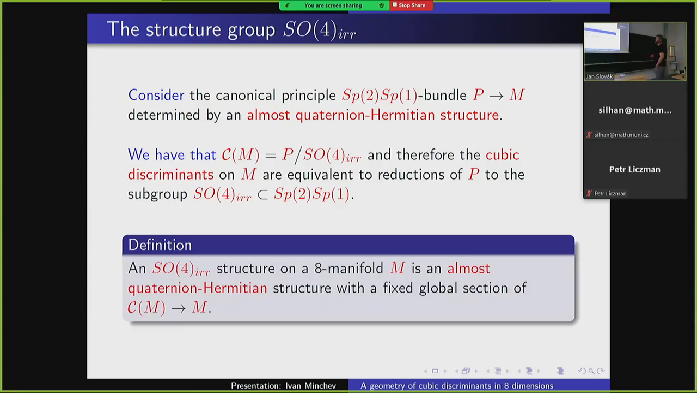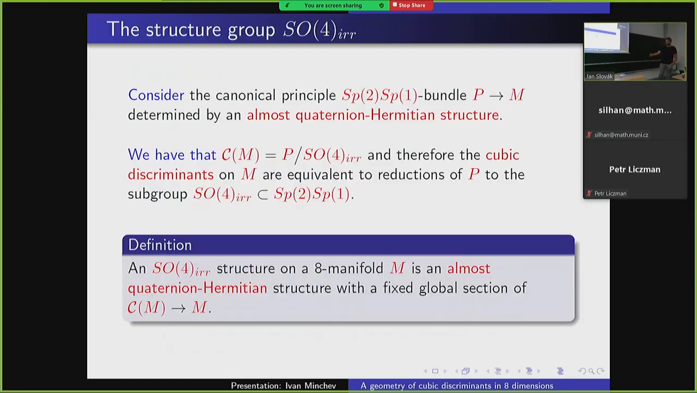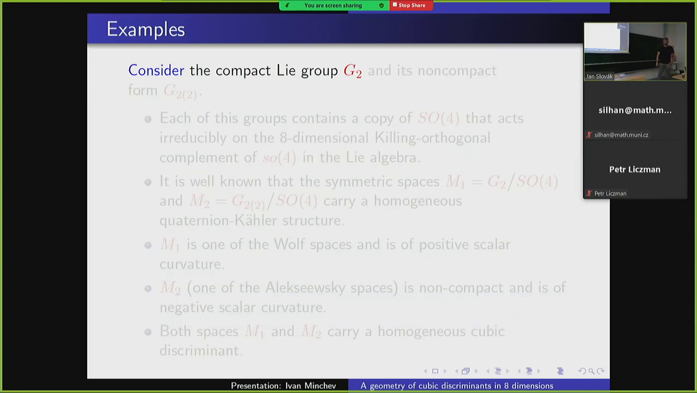So an SO4 irreducible structure on an 8-manifold would be just a pair: first an almost quaternion Hermitian structure, and then a fixed global section of this bundle of the cubic discriminants, or cubic discriminant. So that's the interpretation. And so it turns out that, of course, you have plenty of examples of such structures, because you just take any almost quaternion Hermitian manifold and any section of this bundle, so there are many.